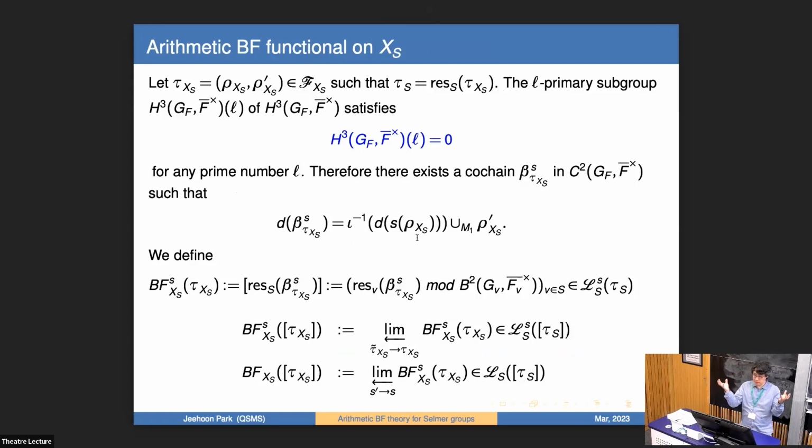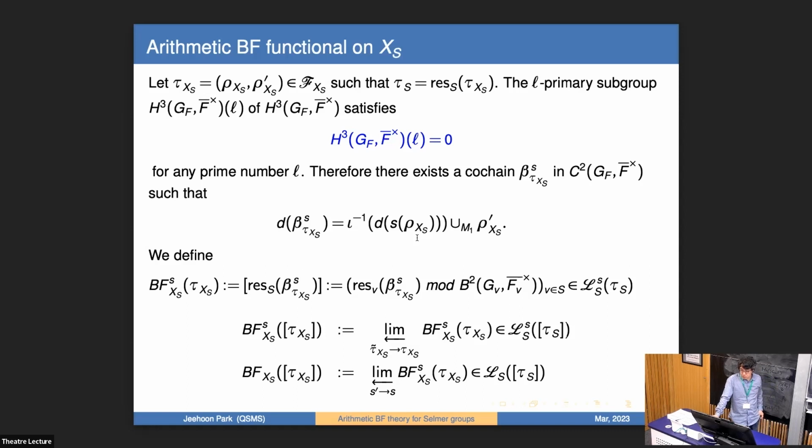Boundary toasters, like on S, there was a toaster, and we have to construct that. So the construction is really similar. We use the vanishing of this global Galois cohomology group H^3(G_F, F-bar^*) for any prime number l, primary subgroup is 0.